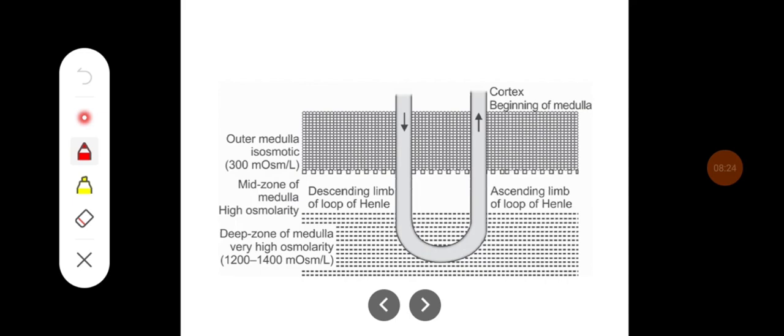So this is how the urine medullary concentration gradient is maintained. At the outer medulla, the interstitial tonicity is around 300 milliosmoles per liter, and at the depth of the loop of Henle, it reaches almost 1200 to 1400 milliosmoles per liter.